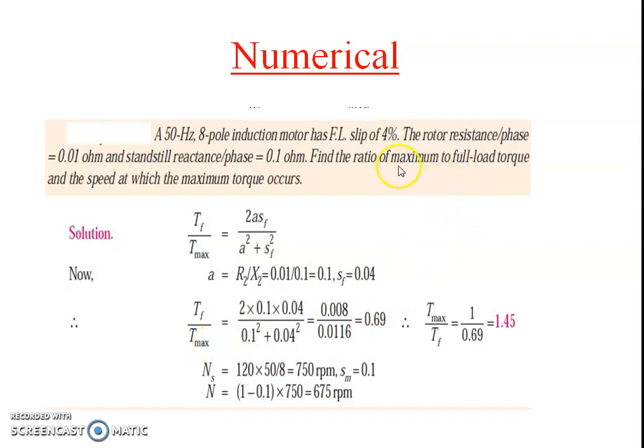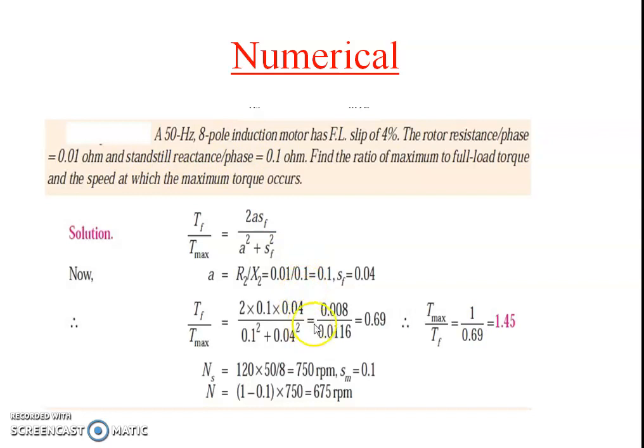But they asked about the maximum to full load torque. So I am taking Tmax divided by TF, meaning just take the reverse of this, which is 1 upon 0.69. I will get 1.45. Okay, again they have asked about the speed at which maximum torque occurs. That means the particular speed at which maximum torque occurs.